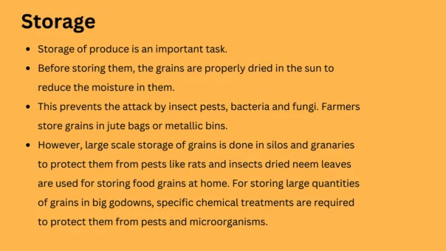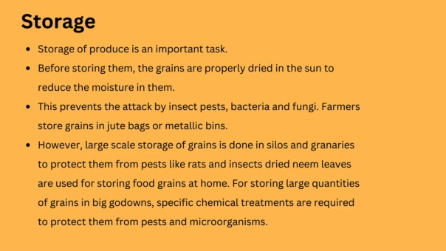Next we are going to discuss storage. Storage of produce is an important task. Before storing them, the grains are properly dried in the sun to reduce the moisture in them. This prevents the attack by insects, bacteria and fungi. Farmers store grains in jute bags or metallic bins. However, large-scale storage of grain is done in silos and granaries. Silos and granaries are used to protect them from pests like rats and insects.